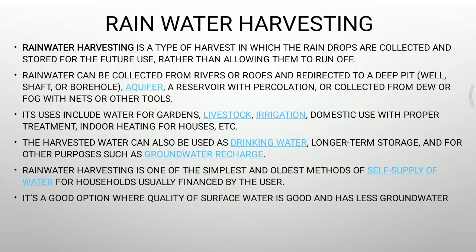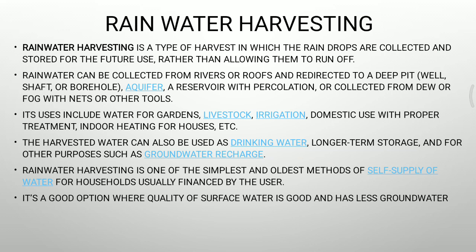So coming to the last topic of the module, rainwater harvesting. Rainwater harvesting is a type of harvest in which raindrops are collected and stored for future use rather than allowing them to run off. Rainwater can be collected from rivers or roofs and redirected into a deep pit, well, shaft or borehole, aquifer, or a reservoir with percolation, or collected from dew or fog with nets and other tools. So it is nothing but collection of the rainfall and harvesting it.